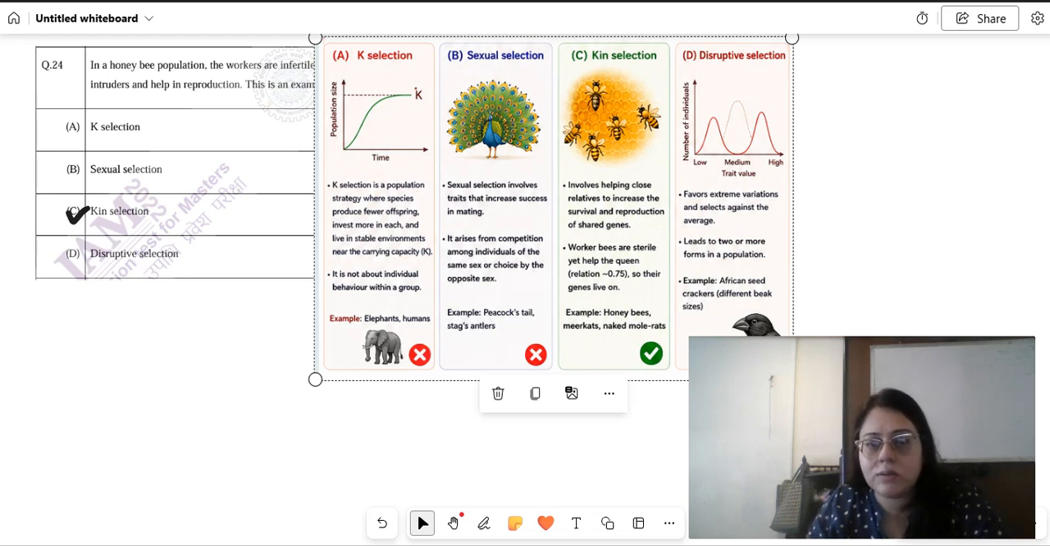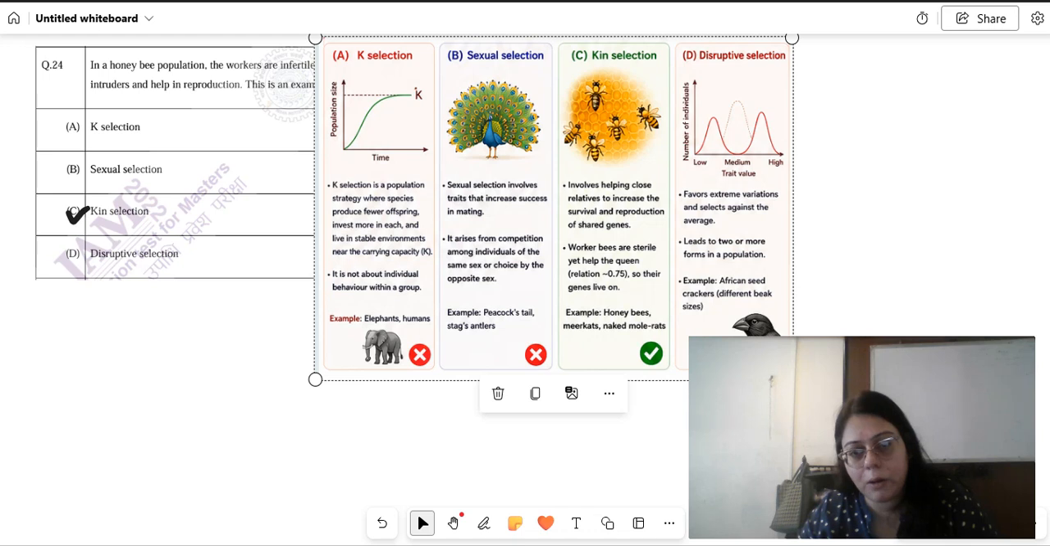Sexual selection involves traits that increase success in mating. As the workers are infertile, there is no chance of mating for themselves. They help the queen, but they do not choose the sexual partner, so this is also incorrect.